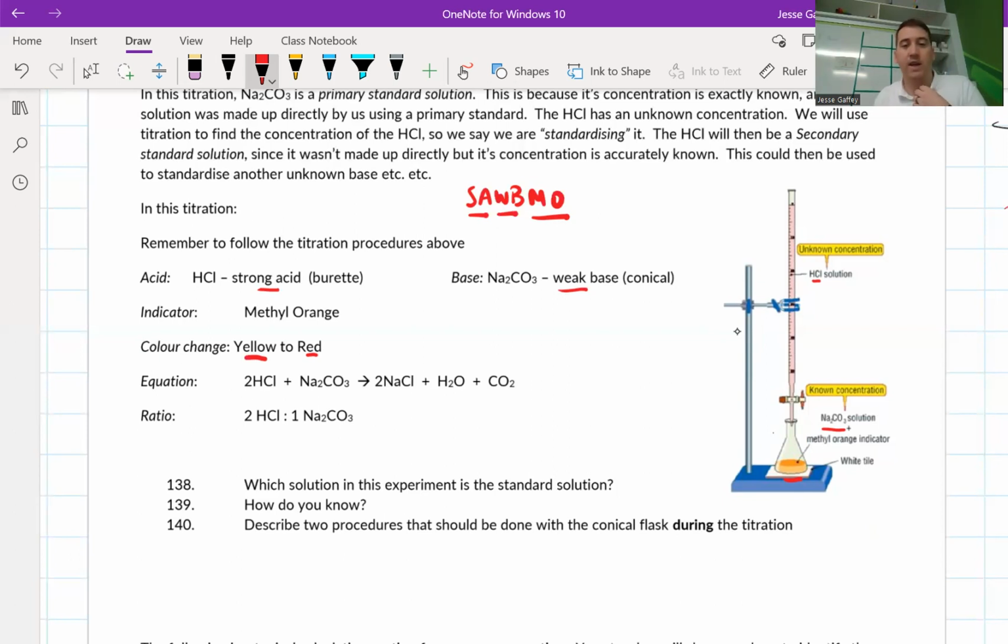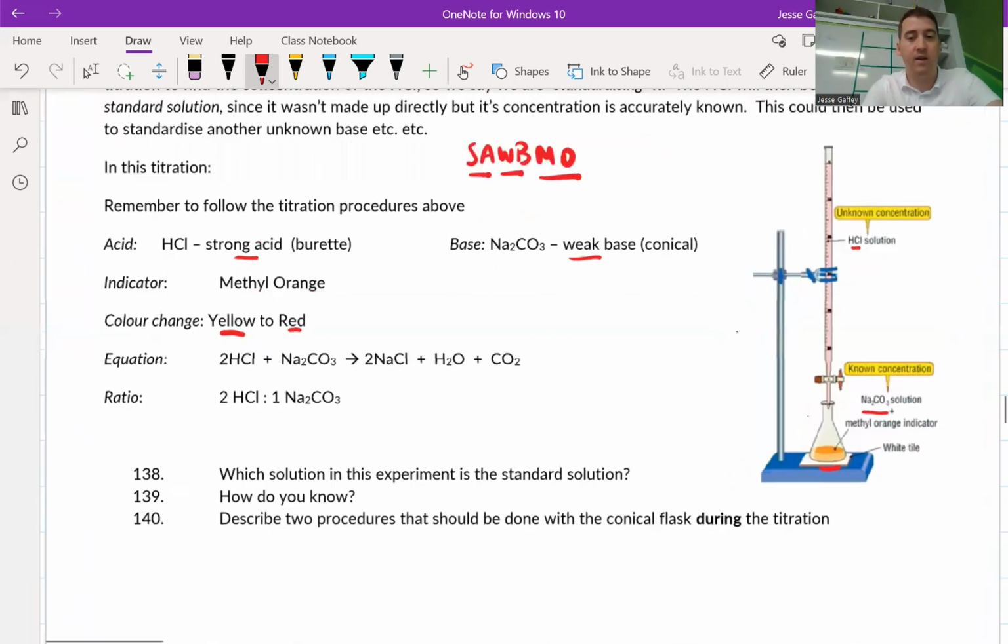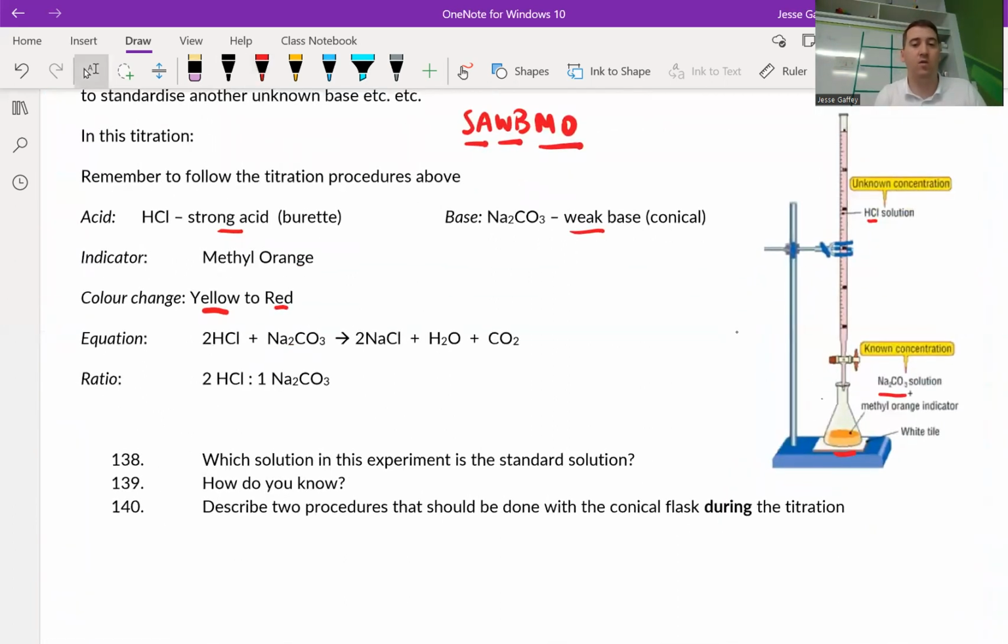At this stage, if you haven't already answered these questions, so my class are watching this as a way of correcting their answers, then you can pause the video and have a go at these three questions here, 138 to 140. So pause the video and do that now. You should only be playing on if you've already answered these, and here are the answers.